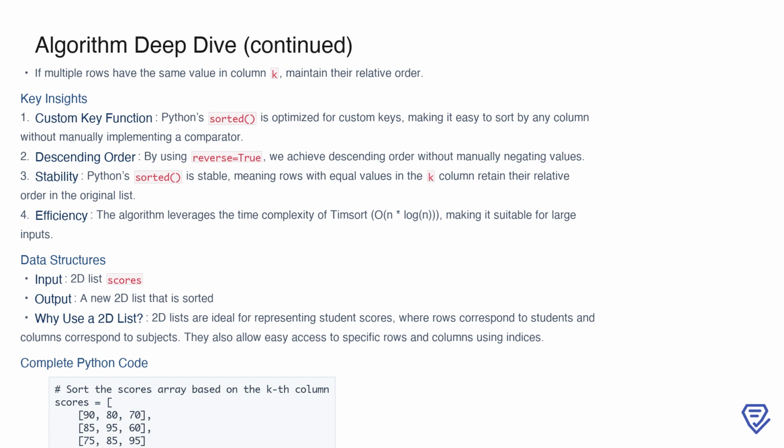By using the reverse equals true parameter, we can achieve descending order without any extra computation. The algorithm is efficient, leveraging Timsort with a time complexity of O(n log n), making it well suited for large datasets. Finally, the use of a 2D list is ideal for this problem since it naturally represents a table of student scores, allowing us to easily access and manipulate rows and columns as needed.